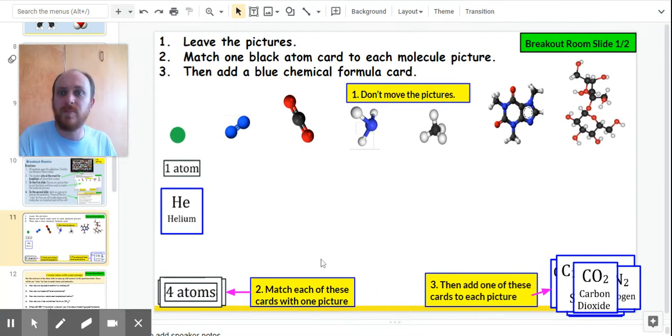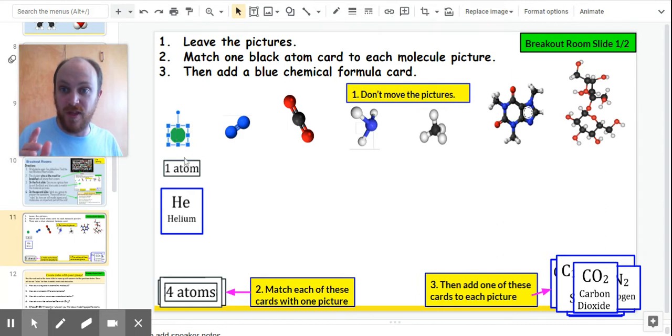All right. So 1, leave the pictures. 2, match one of these black cards, and they're just in a stack here. If you were in my classroom, I'd give you paper and you'd move them around on your desk. You're not in my classroom. We have a slide here. Your job is to organize the cards, starting down here with these black outlined cards, and then the blue outlined cards. So you're going to make a row like this.